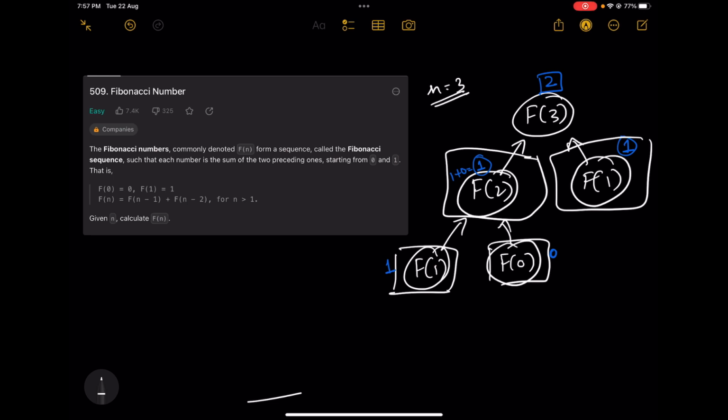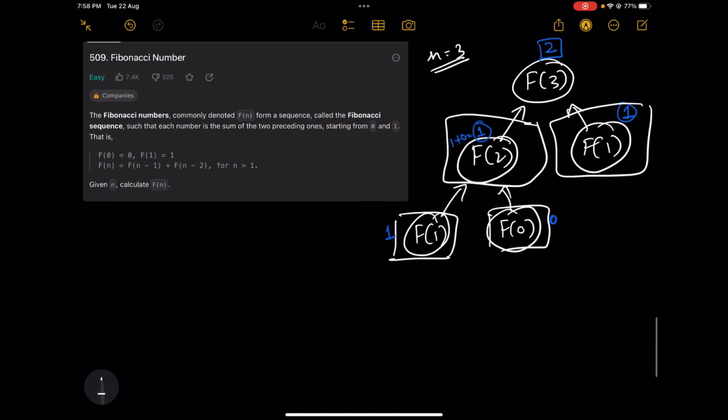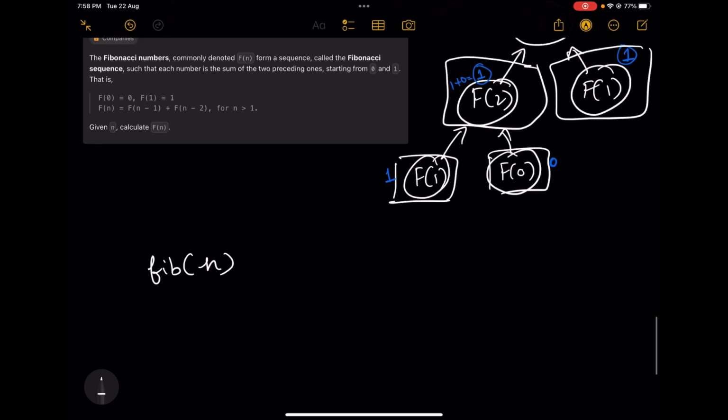So we have a way of combining the solutions of the subproblems in such a way that we get a solution to the problem. Both these rules are satisfied, which means that definitely a recursive solution is something that we can pursue here. So let's try to build that recursive solution. Let's say we have some function called fib, which stands for Fibonacci, and the input to it is n, and this calculates the nth Fibonacci number.